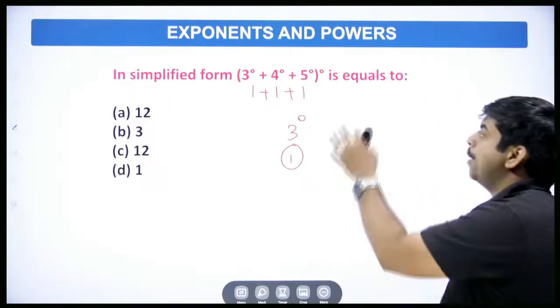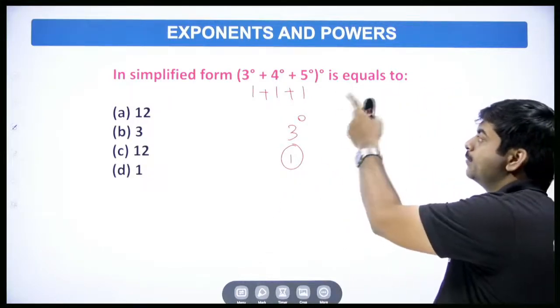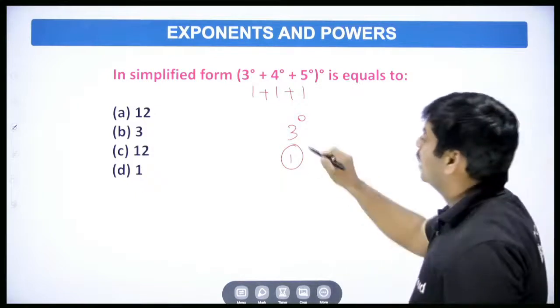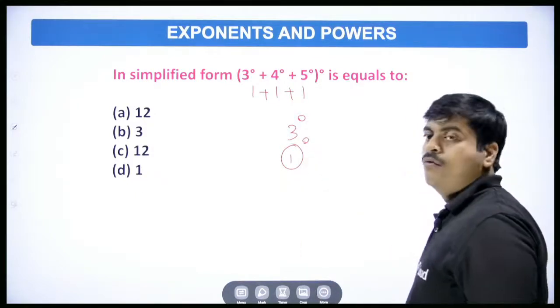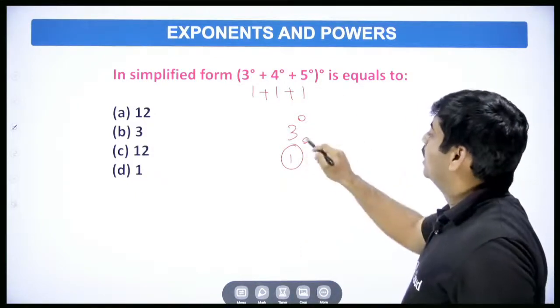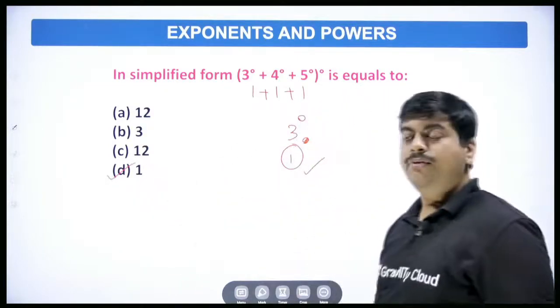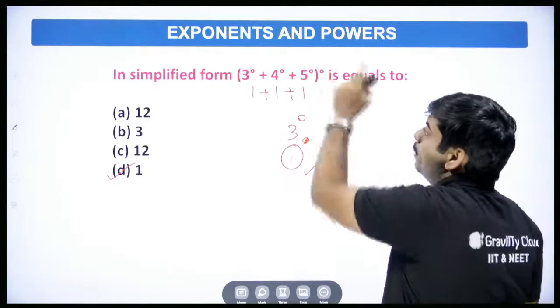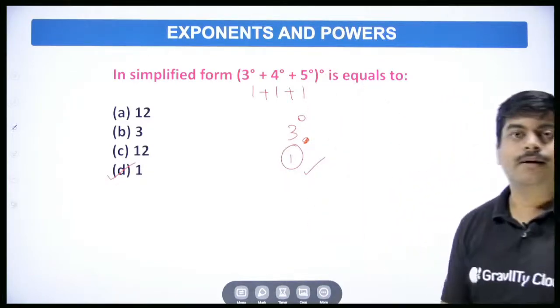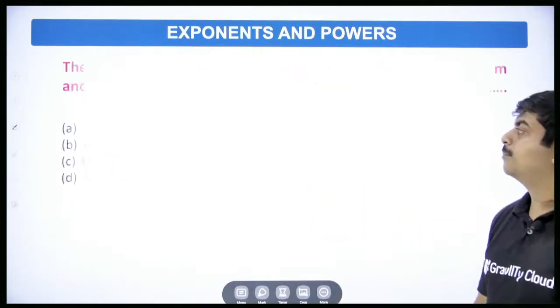In simplified form, (3 power 0 plus 4 power 0 plus 5 power 0) whole power 0. So again 3 power 0, which is equal to 1. It's not 3, because you have one more power 0. Correct. So next one.